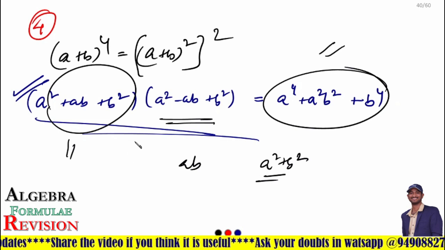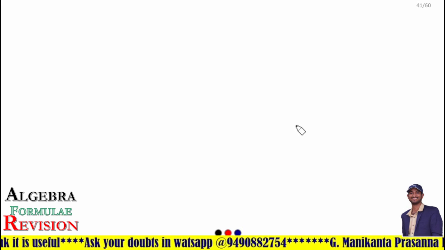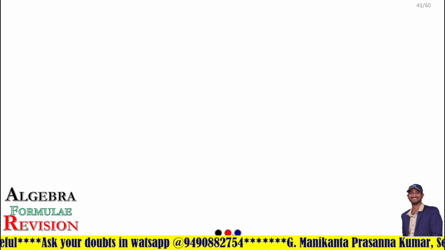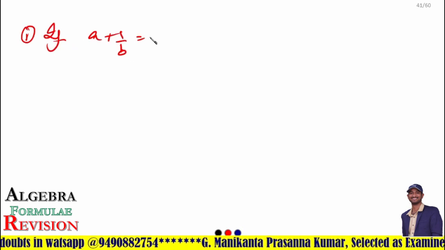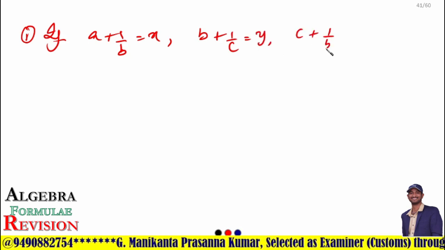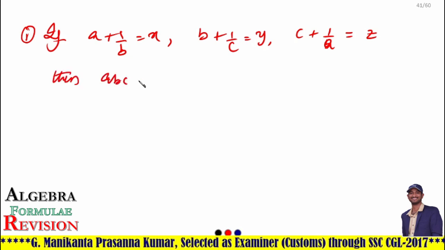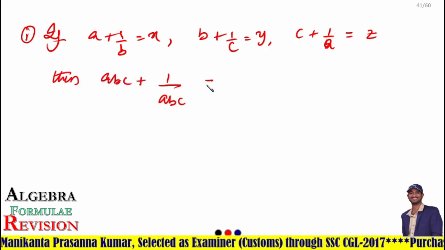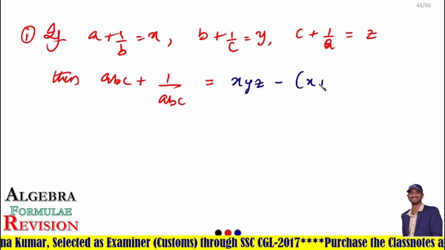Next, in algebraic identities, we have some perfect models for our mains exam. I'll tell you those things directly. You have to remember the formulas directly. So in that, the first one is: whenever a plus 1 by b is x, and b plus 1 by c is y, and c plus 1 by a is z, then abc plus 1 by abc is equal to the product of the given values minus the sum of the given values.